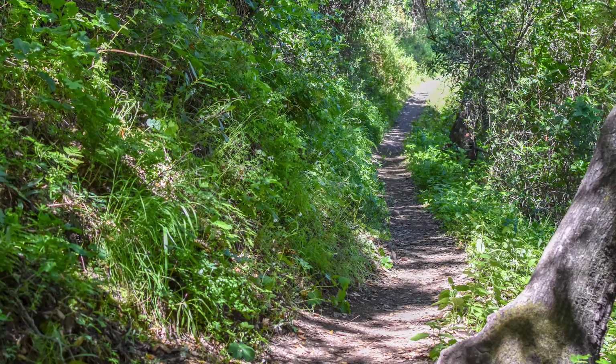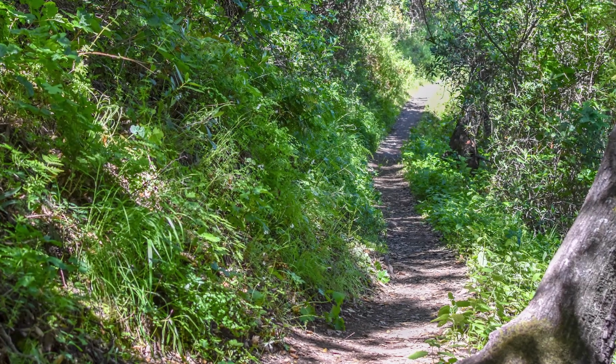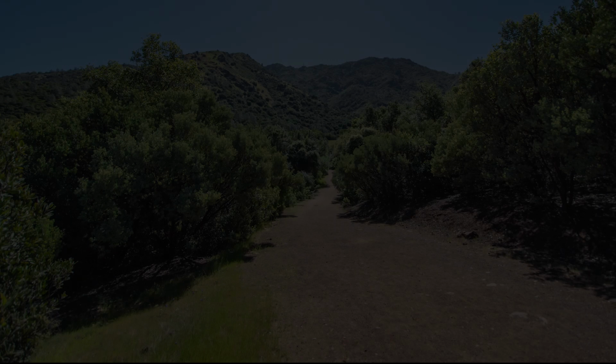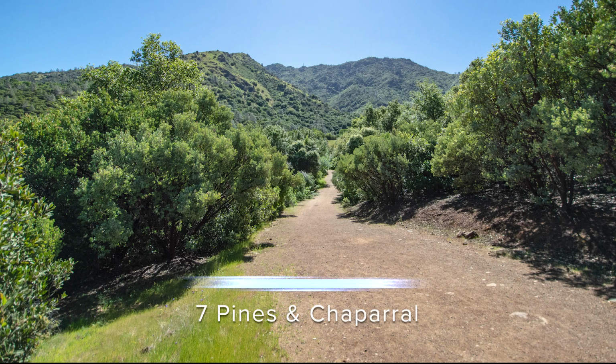But now we're going to head on up through the woods until the trail reconnects with Donner Canyon Road. At that junction, you'll see two kinds of pines, and we'll talk about the quirky 19th century botanists who gave them their names. We'll also learn about what's beneath those pines, a blanket of shrubs called chaparral.